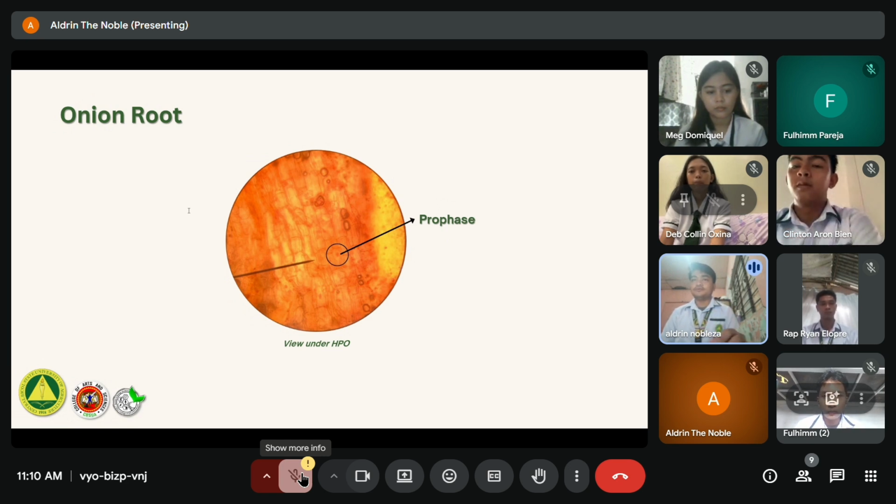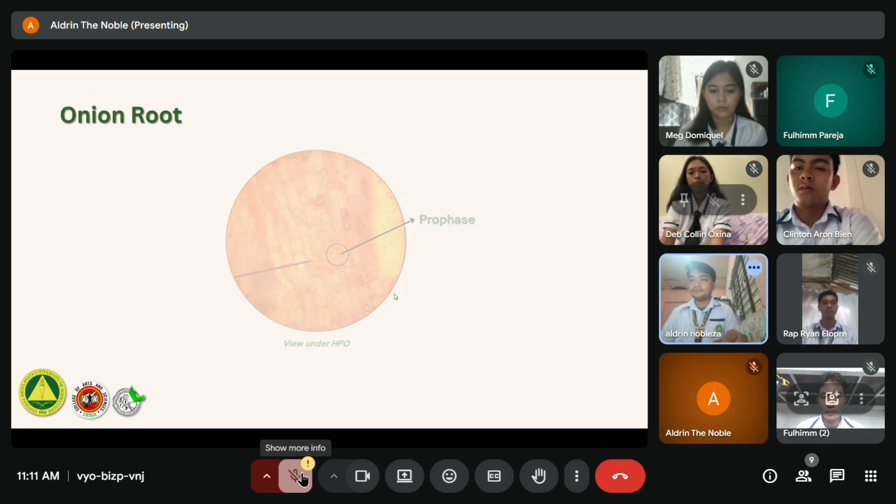The reason we observed only this stage, as mentioned earlier by my groupmate in the introduction, is because we accidentally cut the wrong section of the root tip, and also because this section contains fewer actively dividing cells. Even though we examined multiple regions of the onion root tip, the only stage we consistently found was anaphase. I mean prophase.